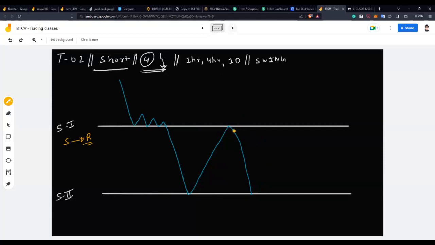So here what we will do is, after the U-turn, once we get a rejection from the support level, oh sorry, the support becomes resistance level, then right here we will enter.